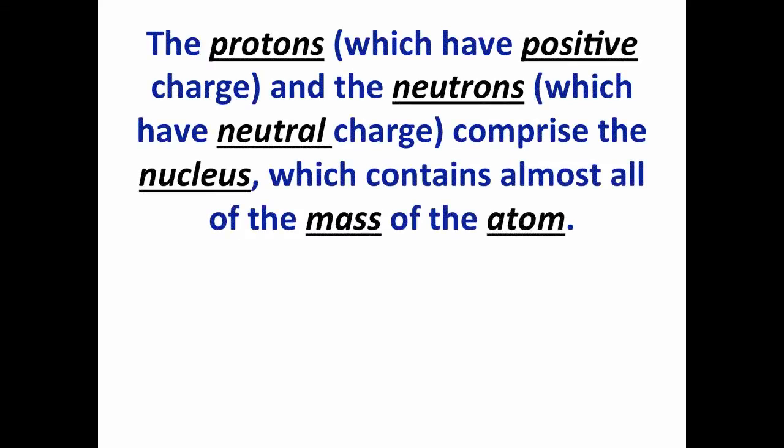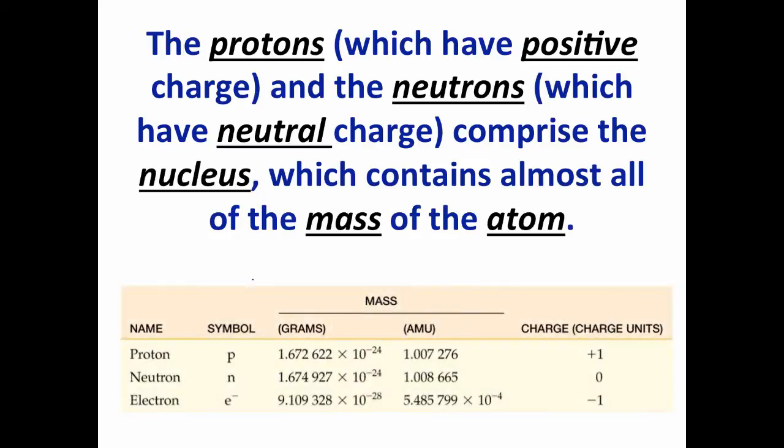Protons have a positive charge, neutrons have a neutral charge, and those two things together make up the nucleus, and that's where almost all of the mass of an atom is. Here's a little chart that shows some of the values. Proton we often symbolize by P, neutron by N, and there is the mass of a single proton in grams, mass of a neutron in grams, and then masses in what are called atomic mass units, more on that in a bit, and the relative charges. And then also here's information for electron, which we'll talk about next.